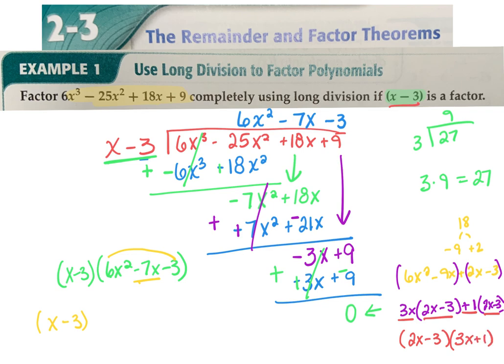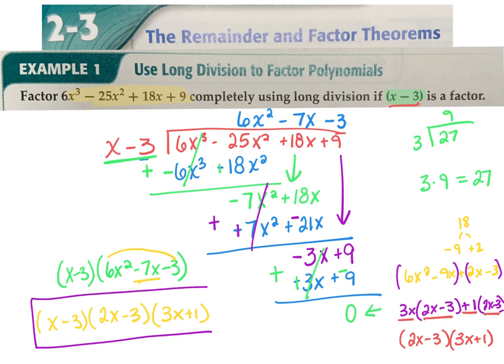So if you don't remember pairing them up and figuring out what your factors are, you can factor with grouping there. 2x minus 3, 3x plus 1. And so not only did I divide it, I actually was able to continue on and actually factor it as well.